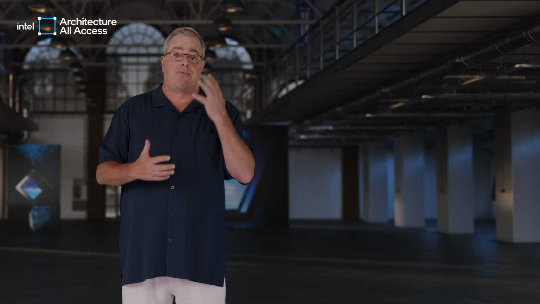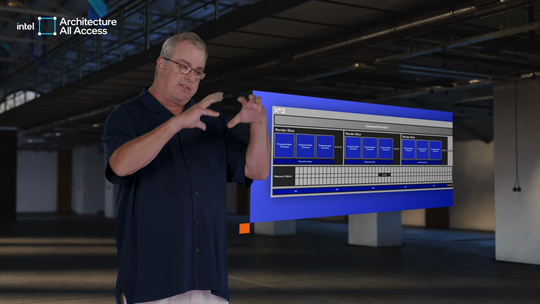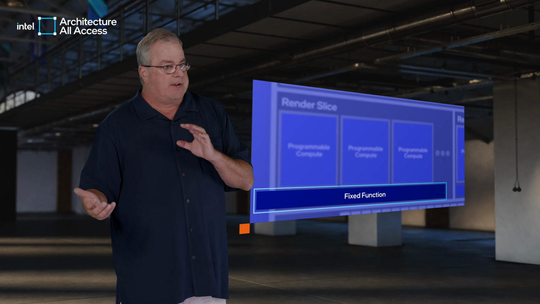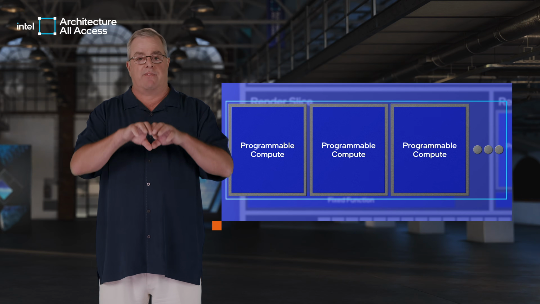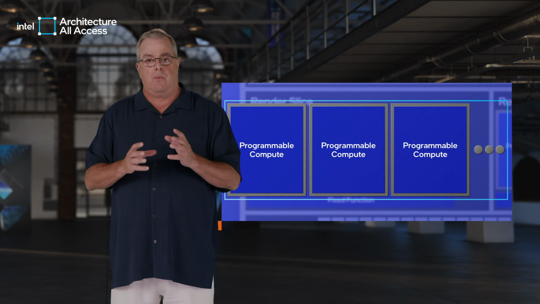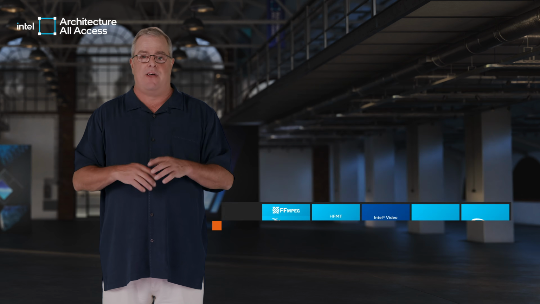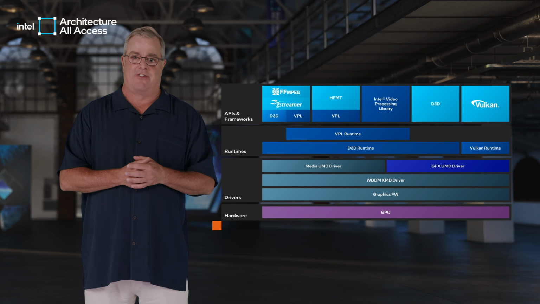To implement all the steps required by that pipeline, we have three main functions. First, there's a bunch of fixed function logic that does things to help accelerate the generation of pixels. Secondly, we have a bunch of programmable logic that we call Xe cores, and that's where the bulk of our work happens. And lastly, we have a bunch of software that ties it all together.